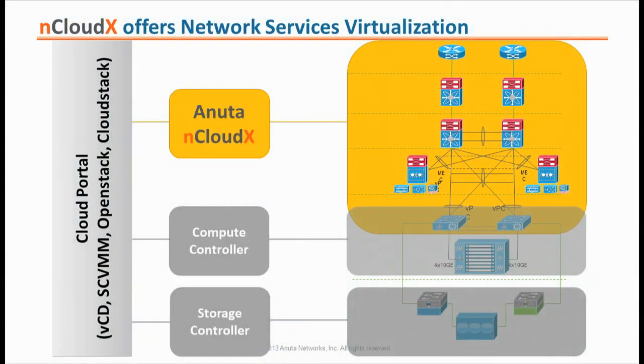What we have here at Anuta is a network controller. It takes the existing network and provides the network as a service, all the functionality that is required to make your network and offer it as a network as a service. NCloudX supports multiple devices from various vendors like Cisco, Juniper, Citrix, F5 load balancer, things like that. And also, we support multiple network topologies and various form factors, like physical devices and virtual devices.